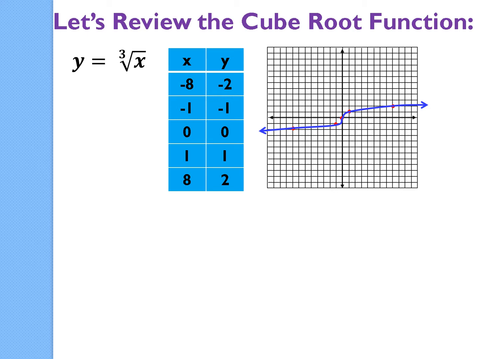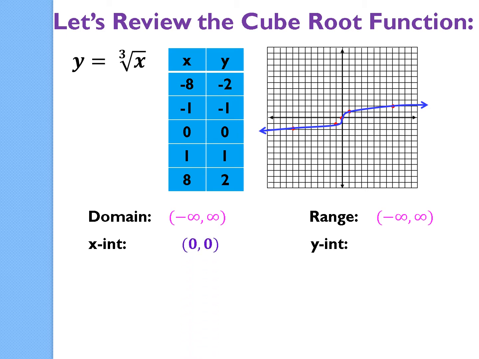So if we look at the domain and range, obviously it's going to keep going to the left, it's going to keep going to the right. So from left to right, the domain is negative infinity to infinity. And the range is also negative infinity to infinity. Now, even though it looks like it's going to kind of flatten out, it's not really. It's just the nature of the graph. It's going to keep going to the right and up and to the left and down. Unless we do a 100 by 100 graph, it's a little bit difficult to see that. But the range is negative infinity to infinity. The x-intercept is 0, 0. The y-intercept is also 0, 0.